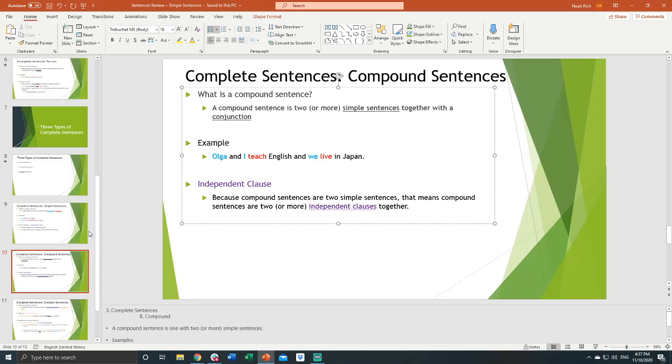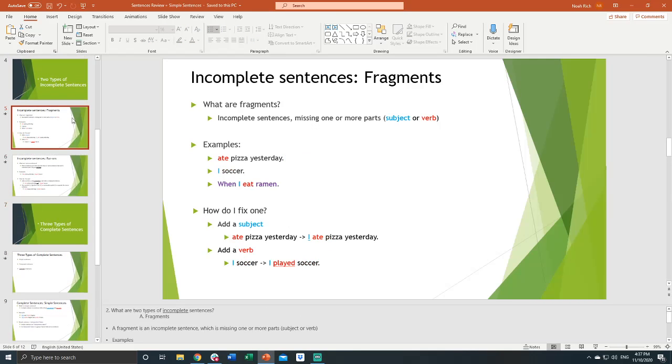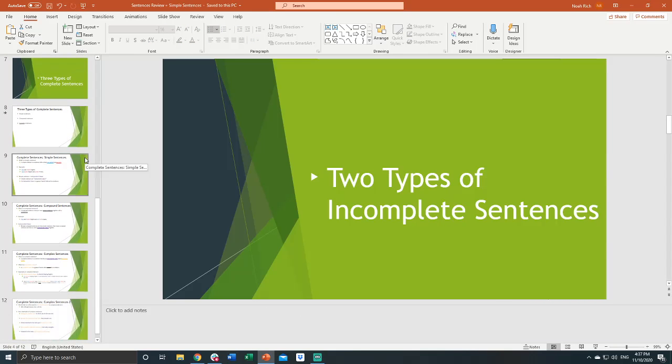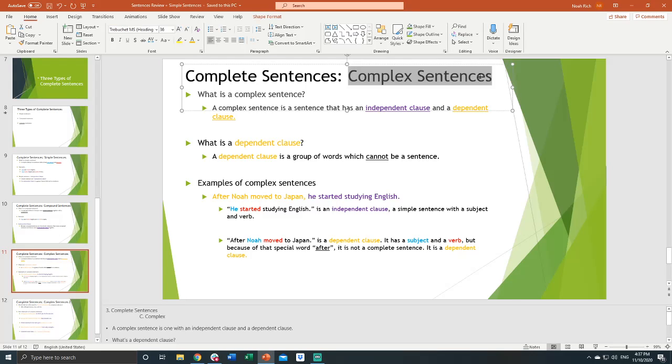So this is all review. Everything here is review. We know this already. The new information is complex sentences. So what is a complex sentence? Well, a complex sentence is a sentence that has an independent clause and a dependent clause. So what is a dependent clause? Different from an independent clause, a dependent clause is a group of words which cannot be a sentence. So it's not a sentence.